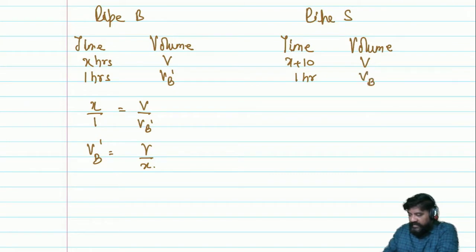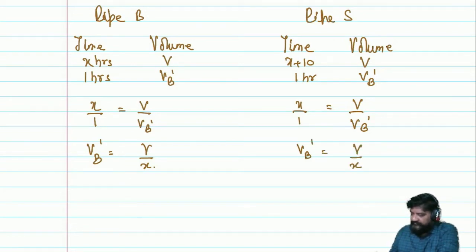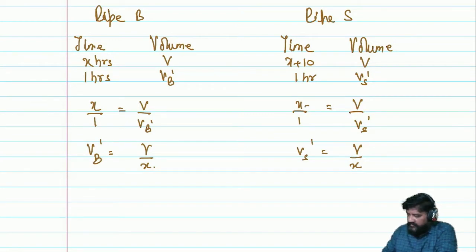it's filling up, let's say, VS1 amount of water. Again, because it's in direct proportion, I can go ahead and write this, which means the amount of water that it's filling in 1 hour is V divided by X plus 10. Sorry, this is a VS1. And this is going to be X plus 10.